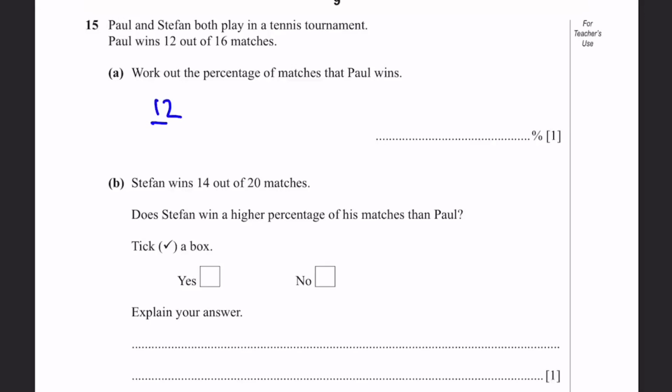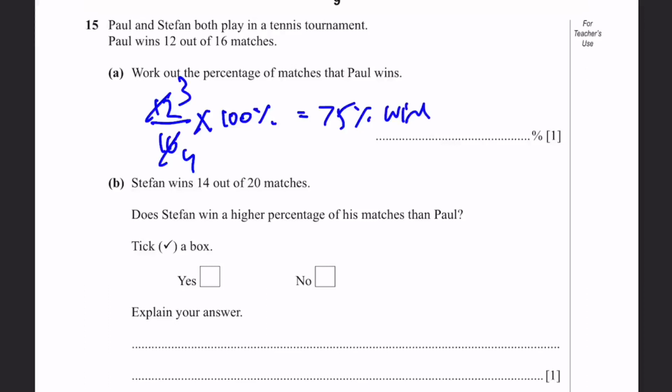So it's 12 by 16 multiplied by 100%. And then we get this as 3 by 4 multiplied by 100. We get 75% of victories for Paul. So that's the answer. B.